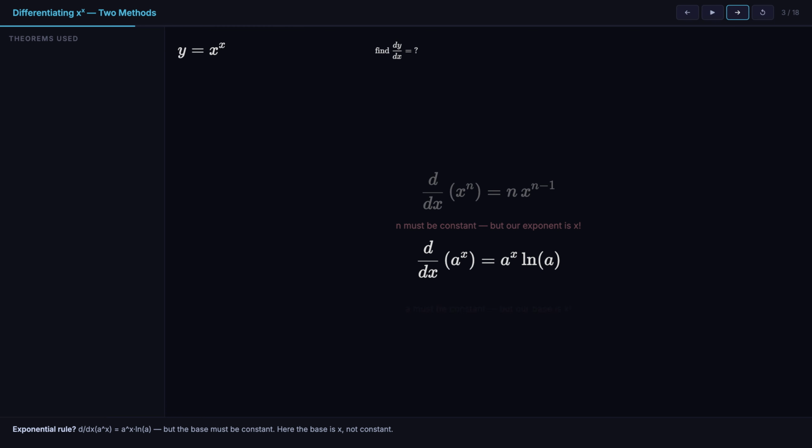What about the exponential rule? d dx of a to the x is a to the x times log a. But that needs a constant base. Our base is x. Doesn't work either. So we need a different approach. Let's get creative. We'll show you two different ways to crack it.